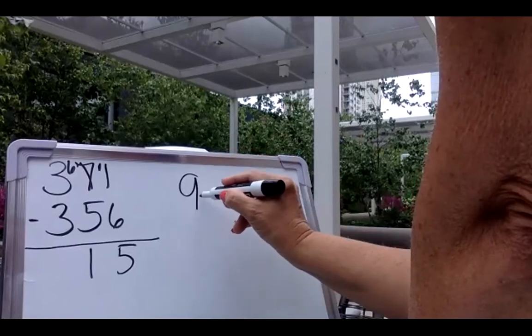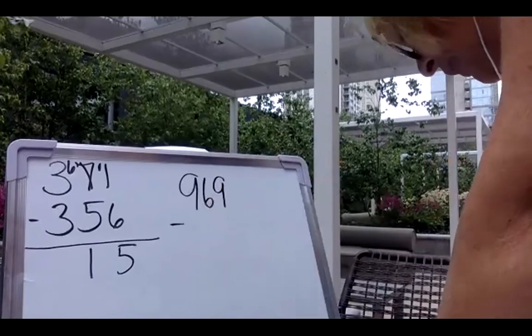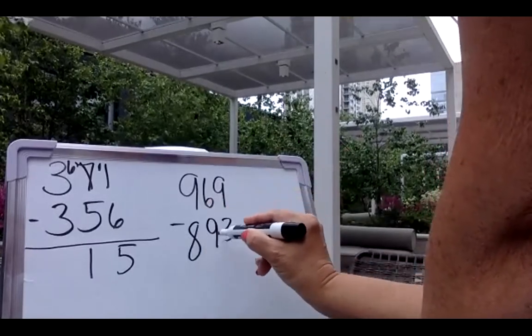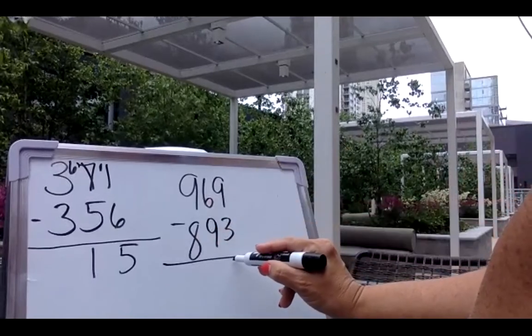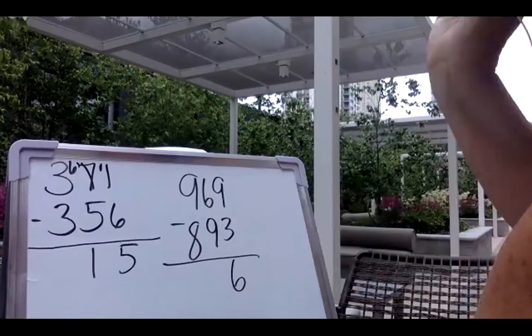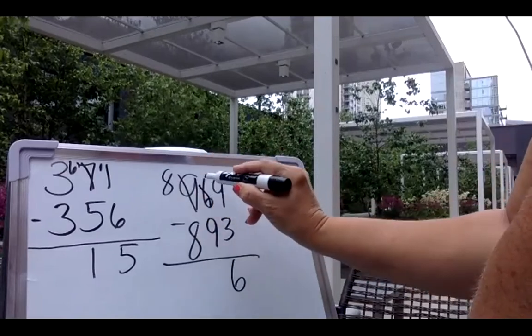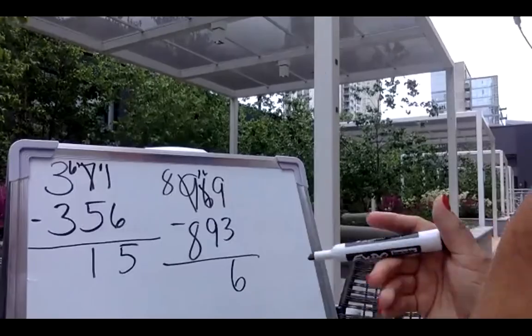900 minus 893. Okay, so 9 minus 3 is 6. 6 minus 9, I can't do that, so I've got to go next door, and that 9 becomes an 8, and now that is 16. What is 16 minus 9? 7. All right, did you get that?